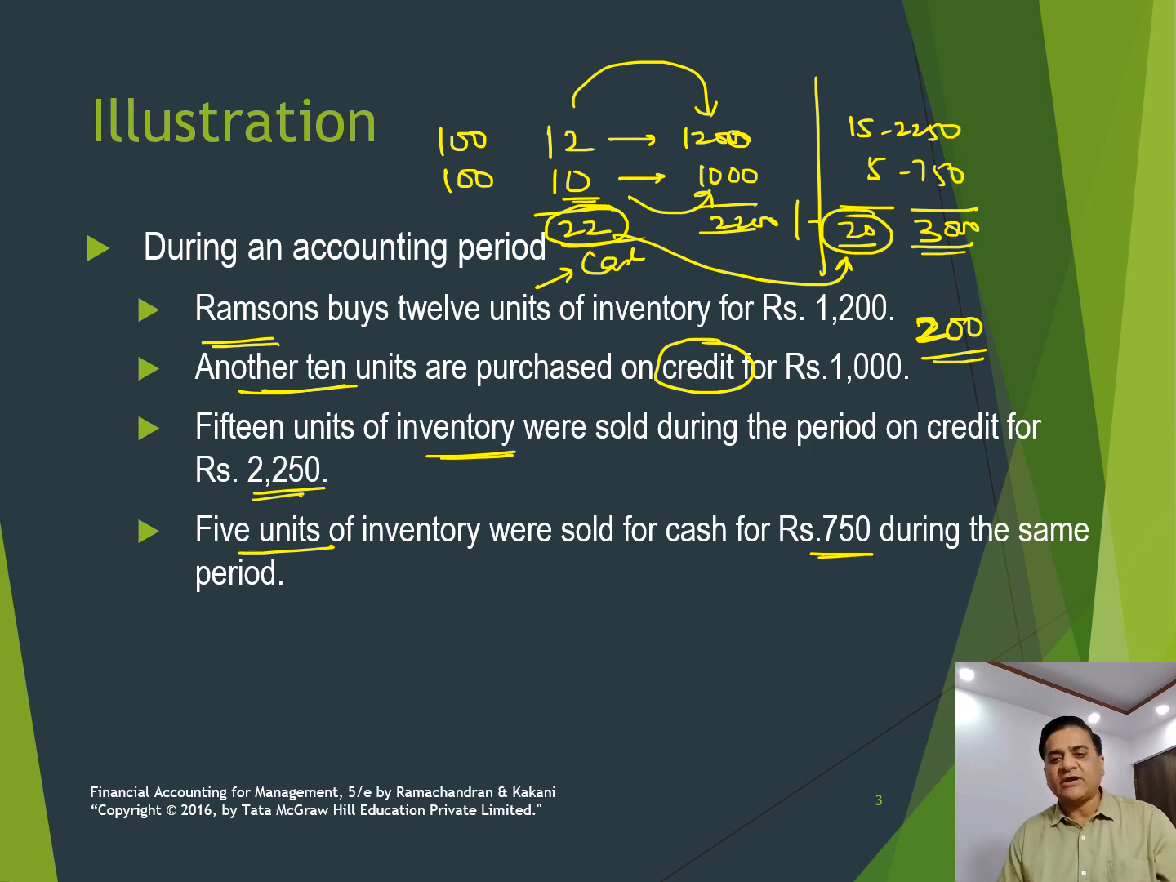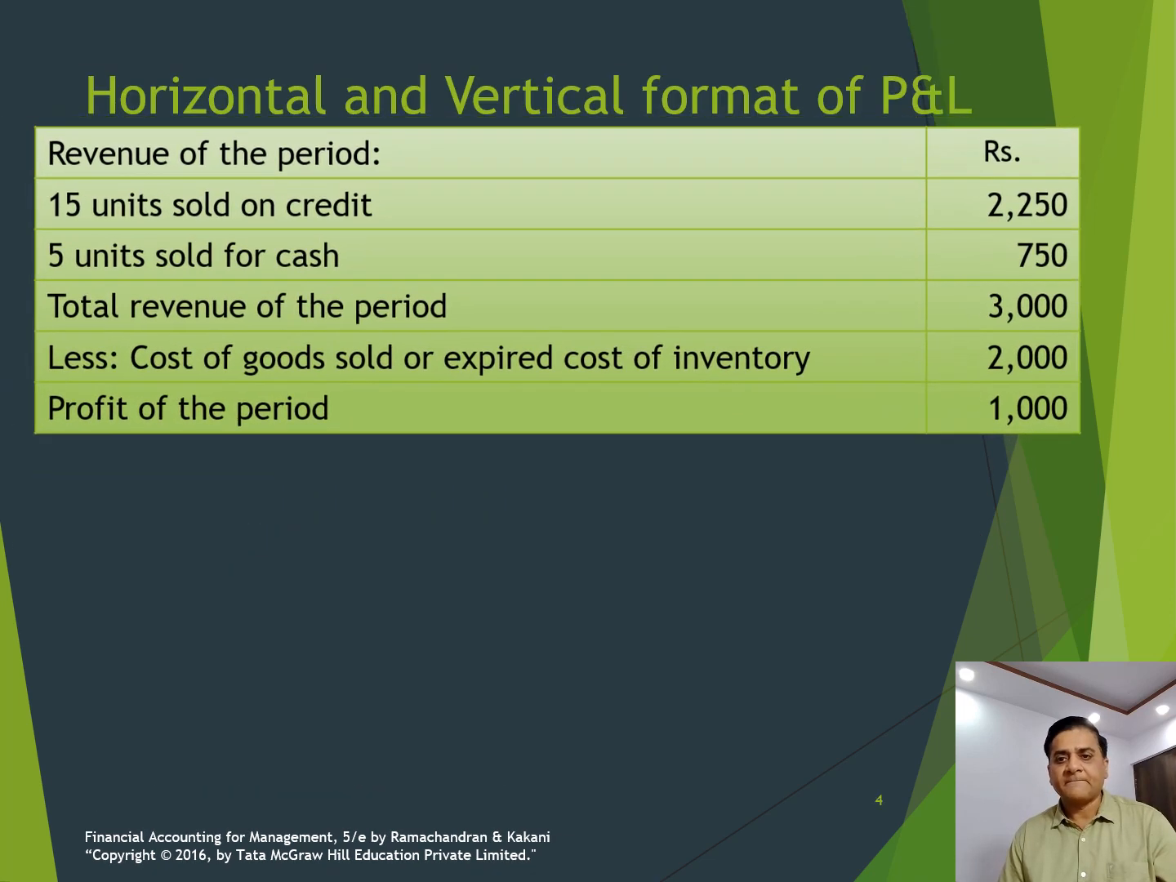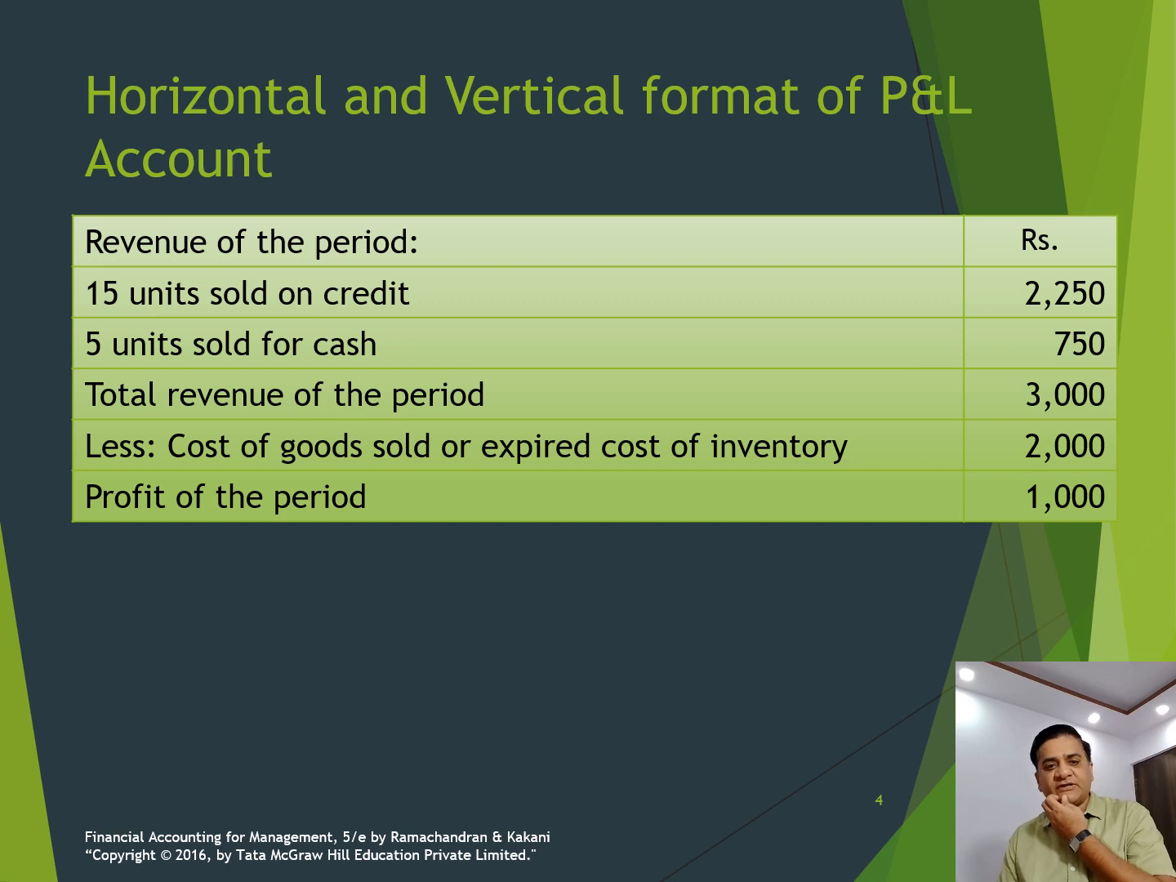Right? Now let's see how to calculate the profitability from these transactions. This is the vertical format of the P&L account, wherein we have seen the revenue for the period, which is 15 units and 5 units sold. 15 units sold on credit, 5 units sold on cash, which means 20 units have been sold. The amount for that is 2250 and 750, which means 3000 is the total revenue for the period.